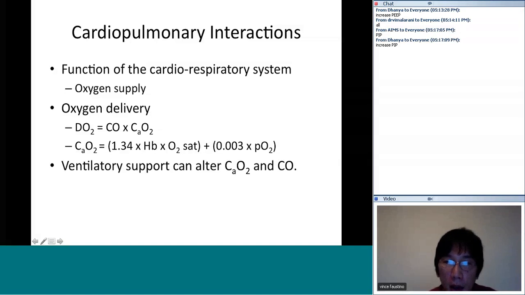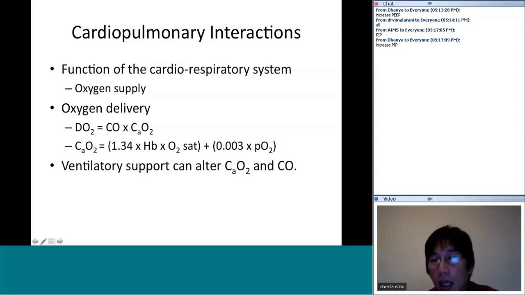The thing is, even though oxygen delivery is oftentimes thought of as a cardiac equation, the way you ventilate someone can actually affect your arterial oxygen and cardiac output. The arterial oxygen content is very intuitive, because if you improve your oxygenation, then your oxygen saturation goes up, and it's easy to understand that your arterial oxygen content is going to go up. However, cardiac output, as I'm going to show you later, will also go up or down depending on how you provide ventilation to this patient.